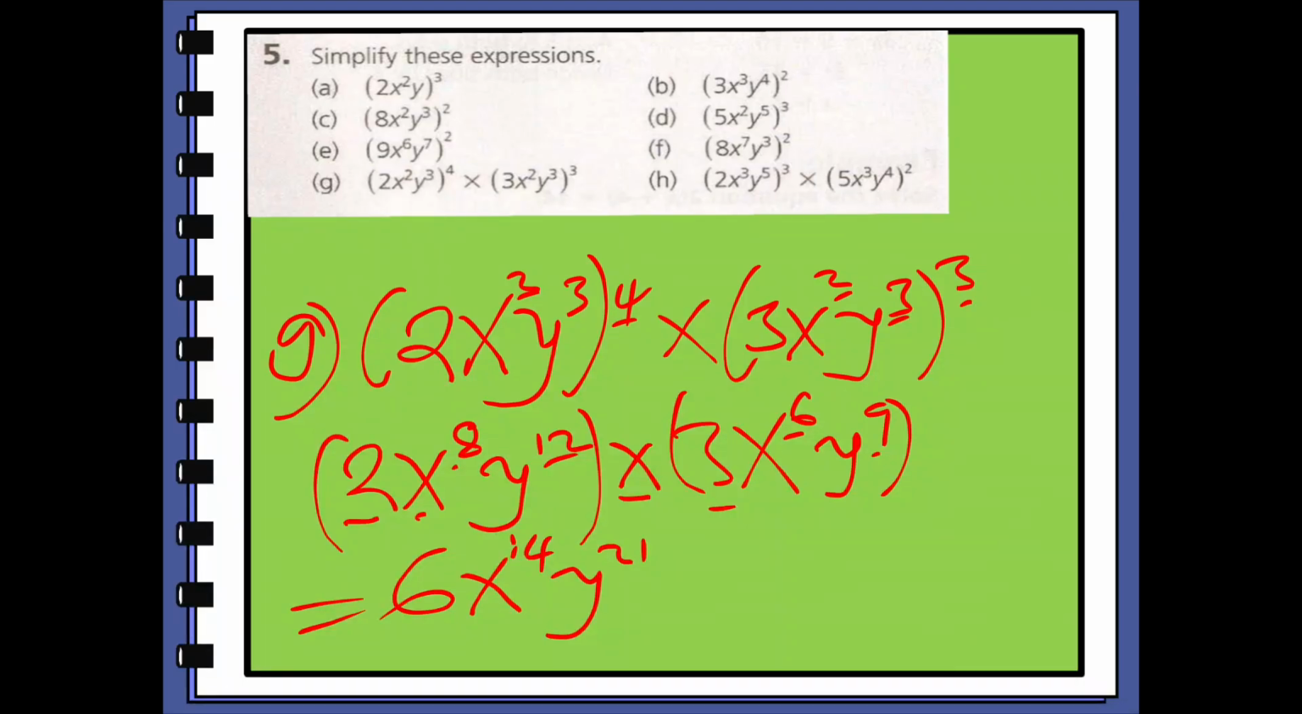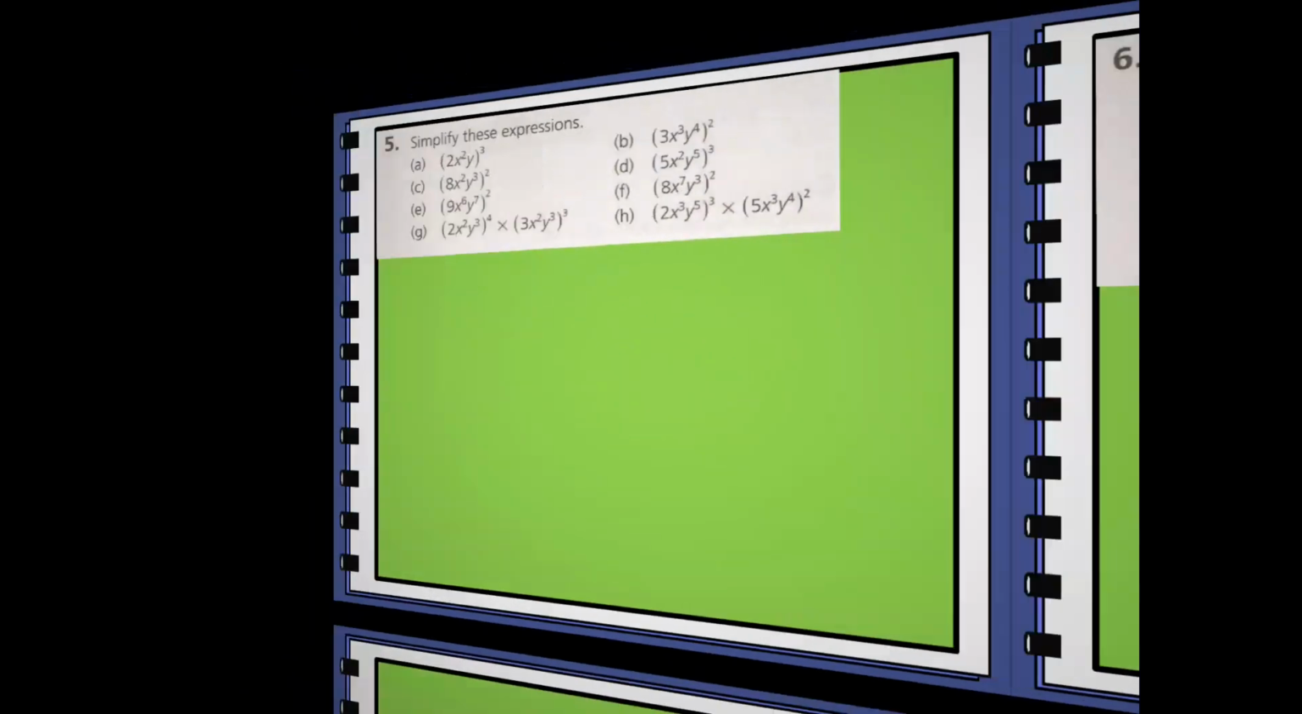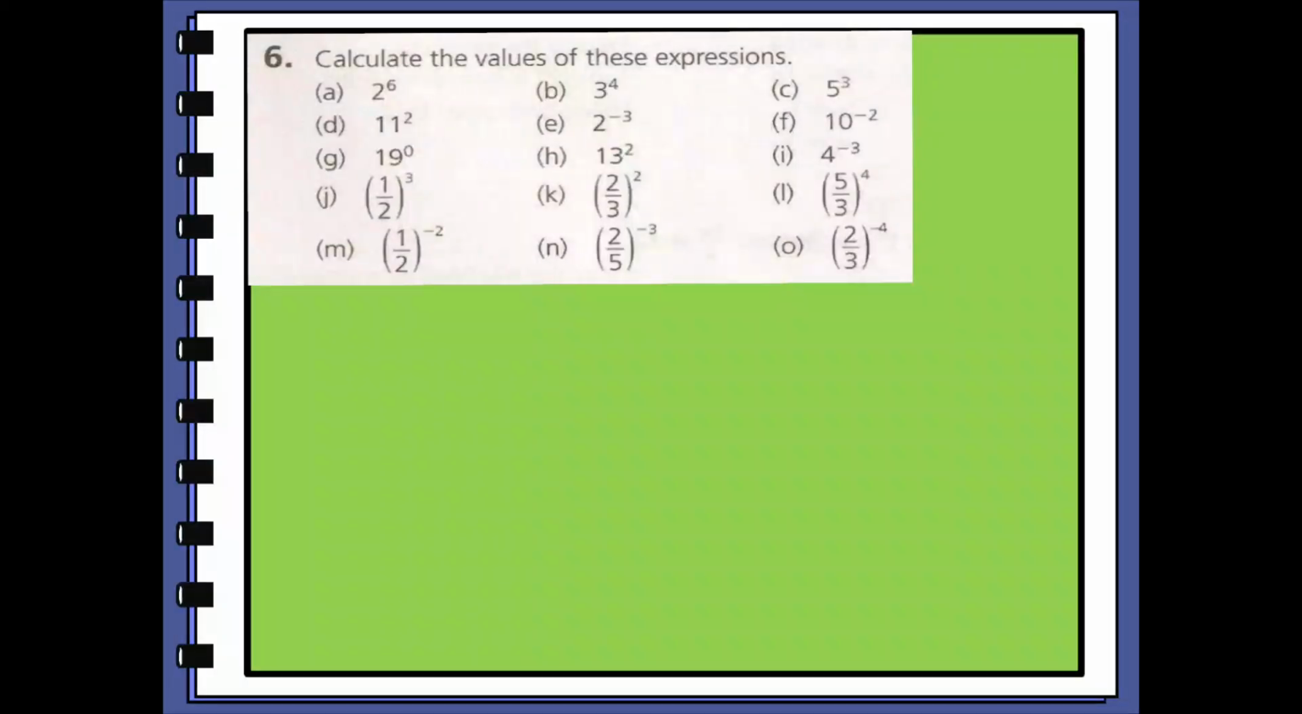So this is the final answer: 6 x power 14 y power 21. You can also apply the same method to simplify h. Then we move on to number 6. Calculate the values of these expressions.